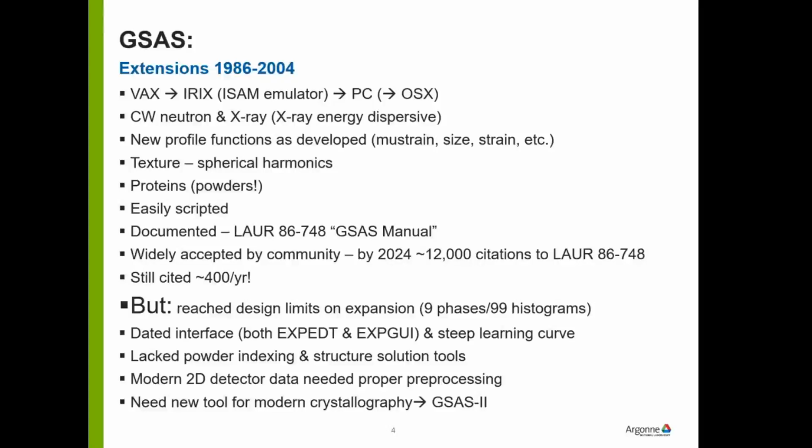They're just too strange to be believed. What was added then was constant wavelength neutron data capability and X-ray diffraction. New profile functions got developed as people out there were developing them. This is a time when Thompson, Cox, and Hastings and Finger, Cox, and Jephcoat did their work. And so all of those ideas were embodied into GSAS as they were developed. This is also where I put together the spherical harmonics stuff and actually started doing work with proteins with GSAS.